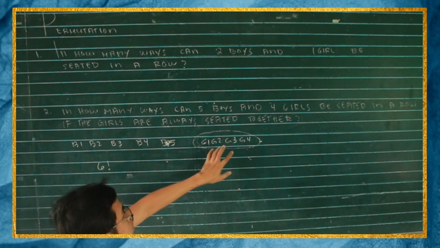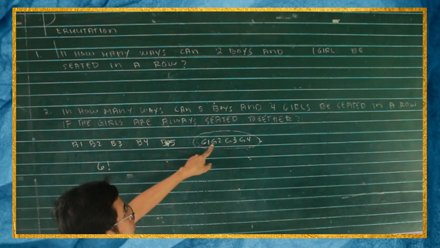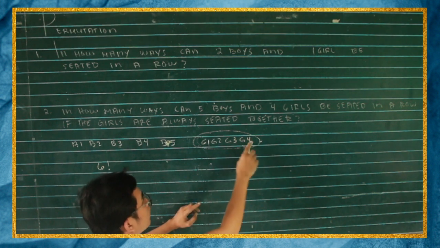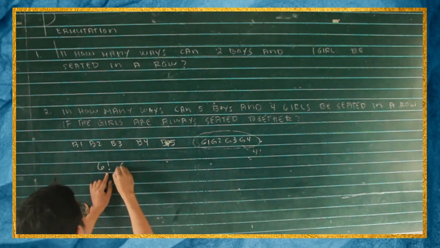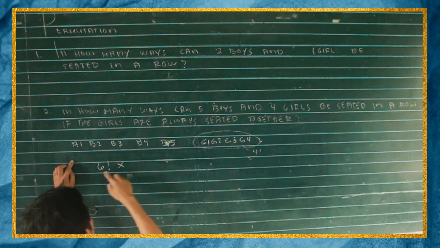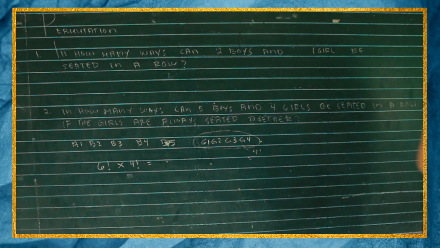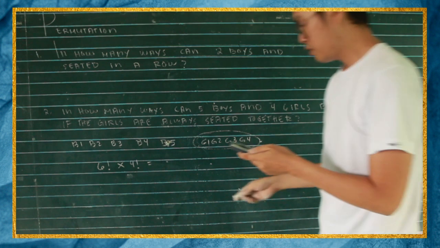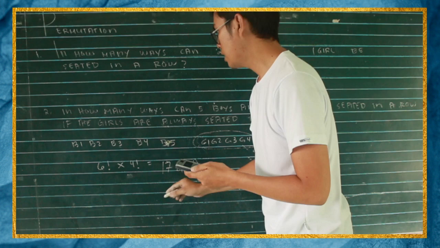Kaya lang, yung mga babae, pwede rin silang magbago ng arrangement. Pwedeng G2, G3, G4, G1. Kaya kukunin mo rin yung factorial nito. 1, 2, 3, 4. Since they are 4, you have to get 4 factorial. You have to multiply it to the total number ng arrangement. So 6 factorial multiplied by 4 factorial, that would be 17,280.